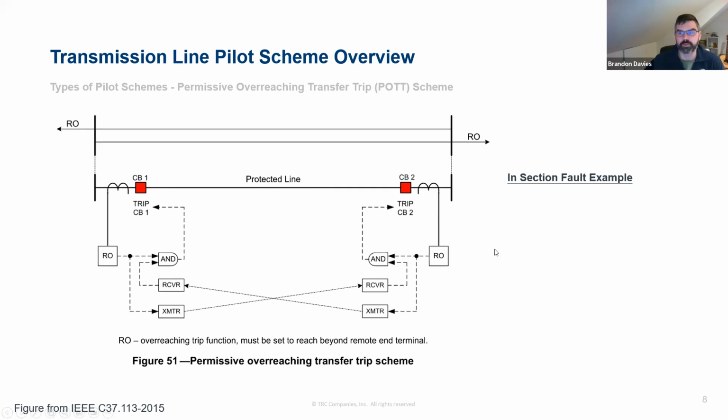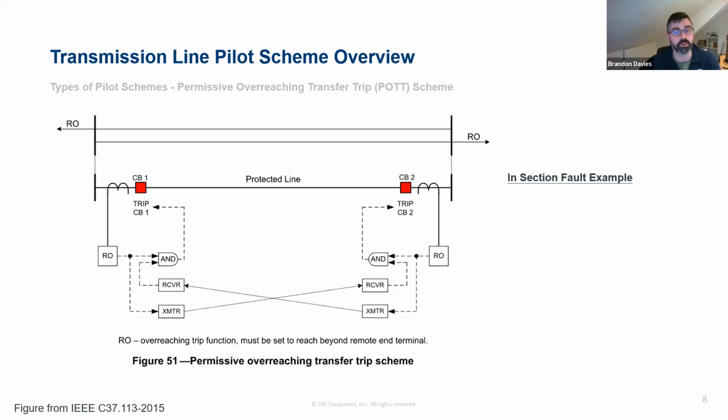I'm going to go through an in-section fault example and an out-of-section fault example. How does this scheme respond to a fault that is within the line, and then how does the scheme respond to a fault that's outside of it? On the figure here, we've got the relay, and we've got the transmitter and receiver for the pilot scheme. This could be a multiplexer network or a leased line, or any of those options.